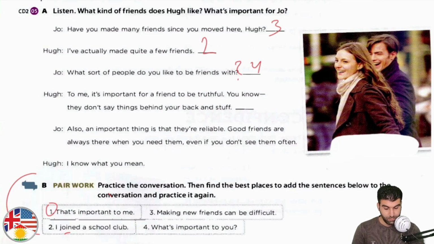What's left is only number 1 which can be put here. So to me it's important for a friend to be truthful. You know they don't say things behind your back and stuff. That's important to me.